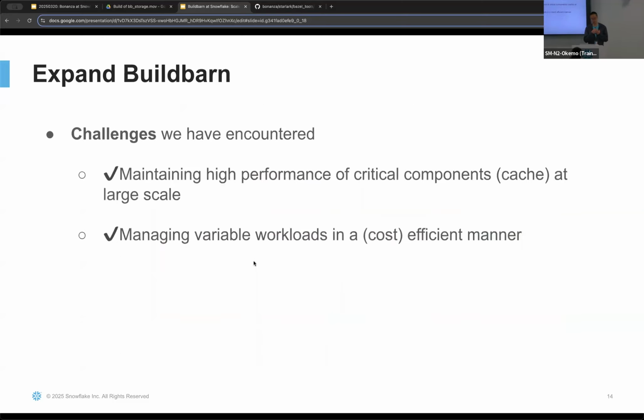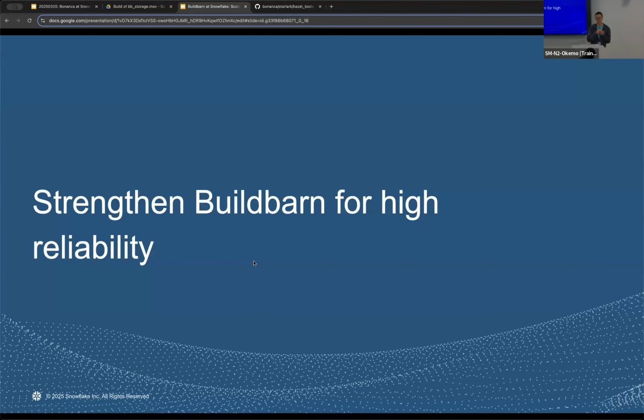So this auto scaling works well. It gives us a way to manage the variable workload in a cost-efficient manner. In the meantime, we ensure the cache is still in good shape. Next, I will hand this over to Richard. All right, thanks, Zhimin.